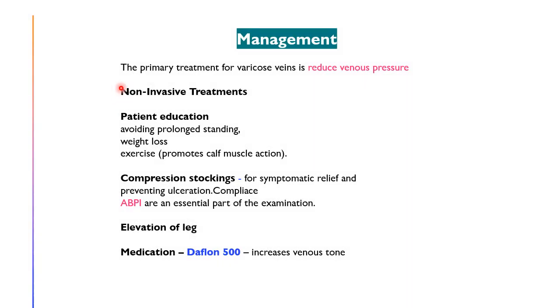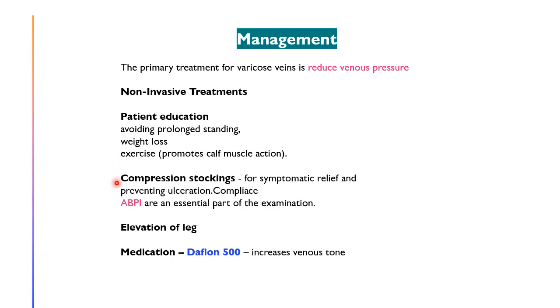Now we come to the management of varicose veins. The primary aim in the treatment of varicose vein is to reduce the venous pressure. This can be done by a number of ways. The non-invasive methods include, first, patient education on avoiding prolonged standing, decreasing his weight, and also regular exercise to promote the calf muscle action, which will improve the blood flow in the limbs.